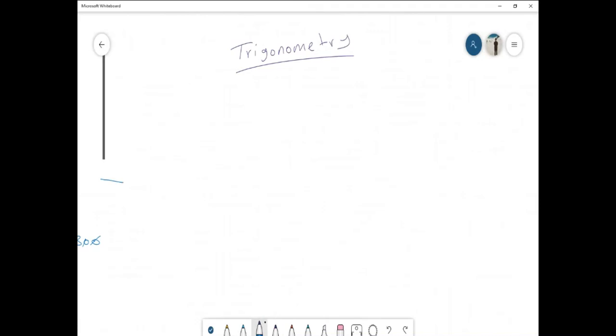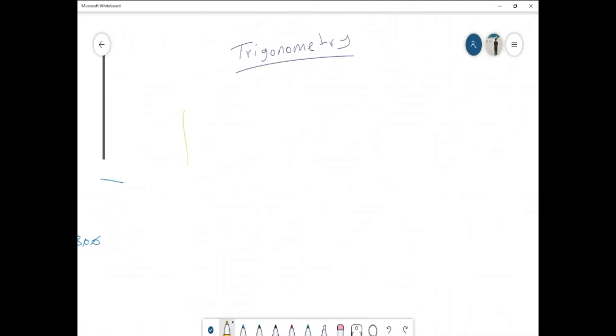It is the study of triangles. Okay, it's all about triangles and the relation and the ratio between the sides. In trigonometry, we only see the triangles and the relation between the sides.